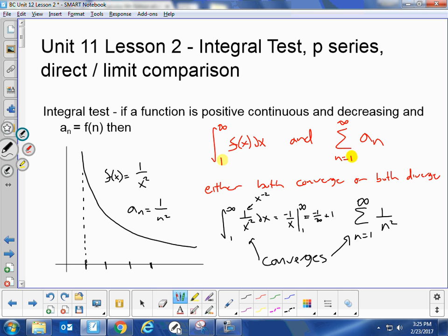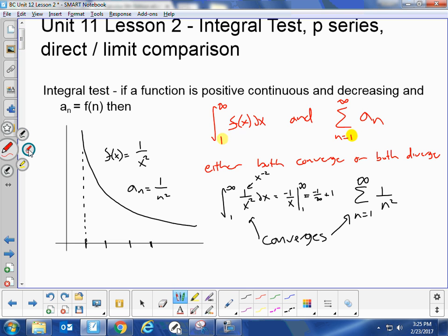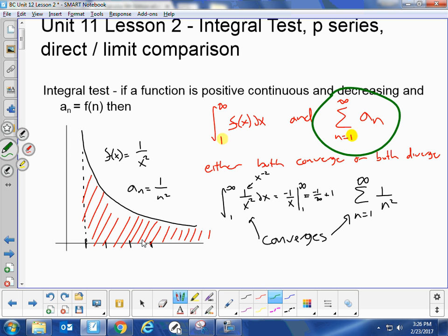How can we be sure that it converges? Well, if you think about it, I know that this entire area, this unbounded area that goes on forever and forever and forever, is going to approach a number. It approaches 1. Negative 1 over infinity ends up being 0, plus 1. It approaches 1.